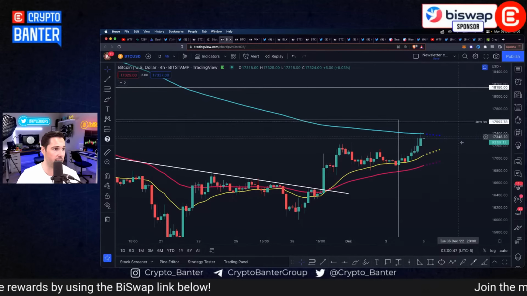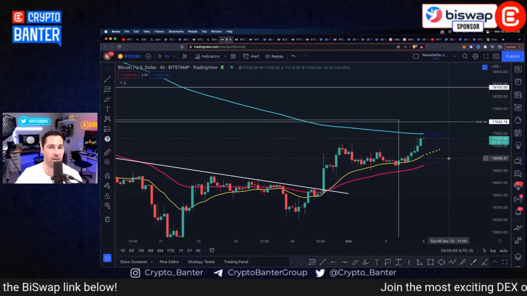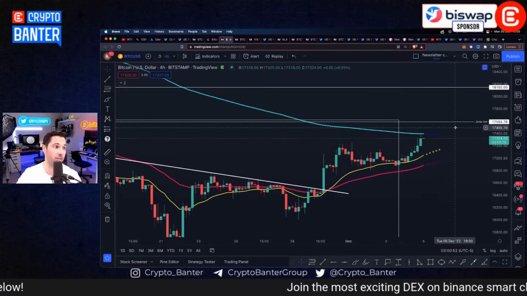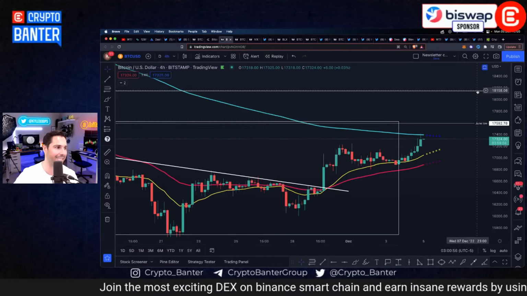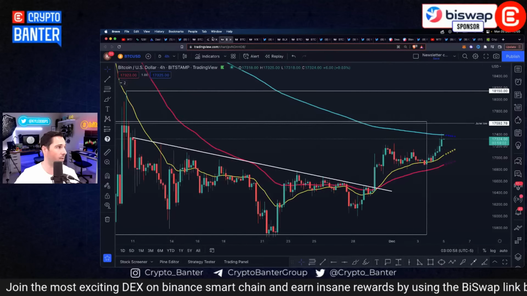Next area of interest is the June low at 17,592. If it grinds into that zone, I think it will break it, and then I'm looking to build a short around $18,000. So that's what I'm looking at over there.